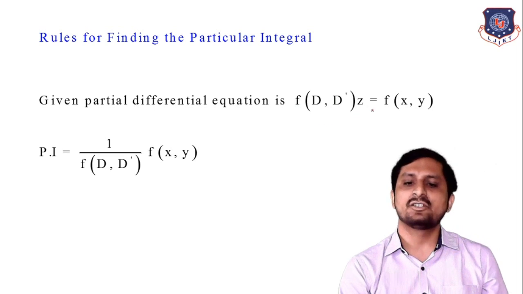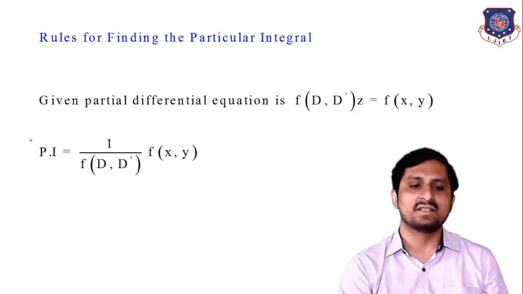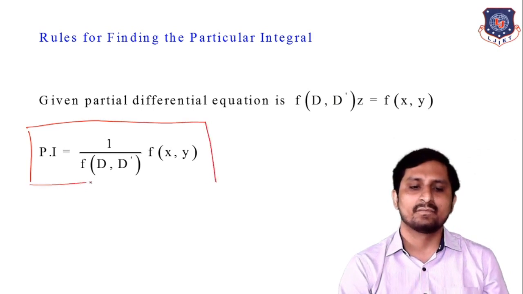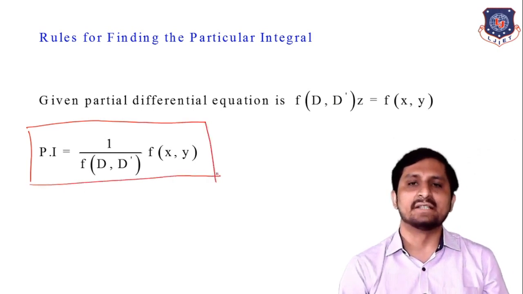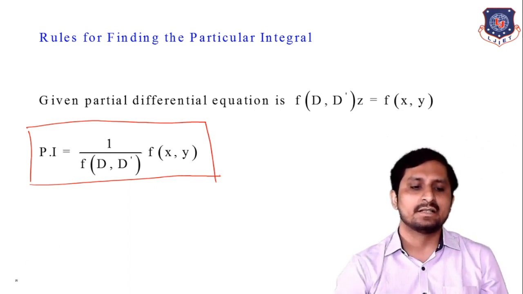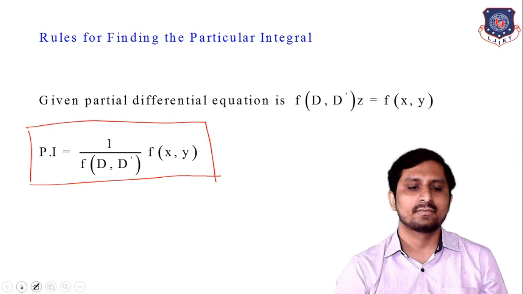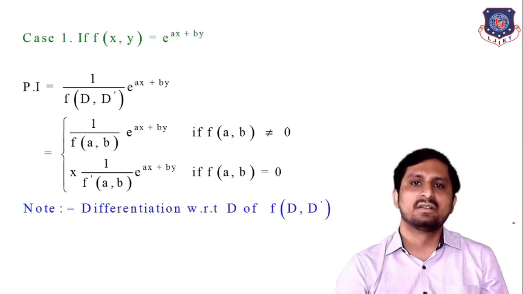We know that this is our general equation, f of D, D dash into z is equal to f of x, y. So this is the formula for particular integral, 1 upon f of D, D dash into f of x, y. This is my formula to find the particular integral. And now this is my first rule, for case 1.